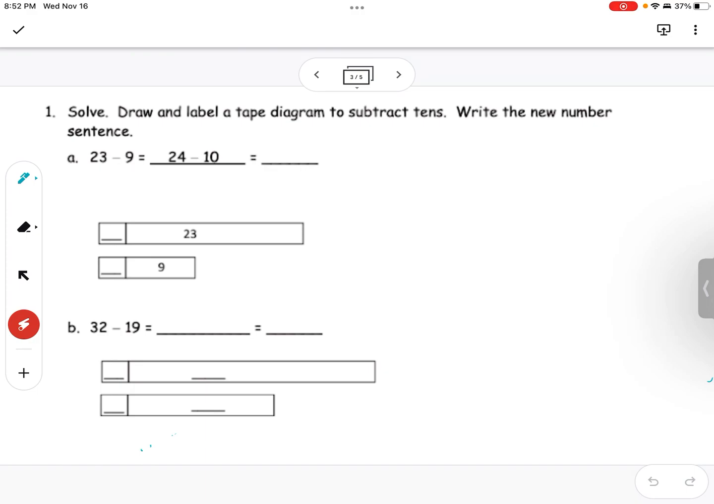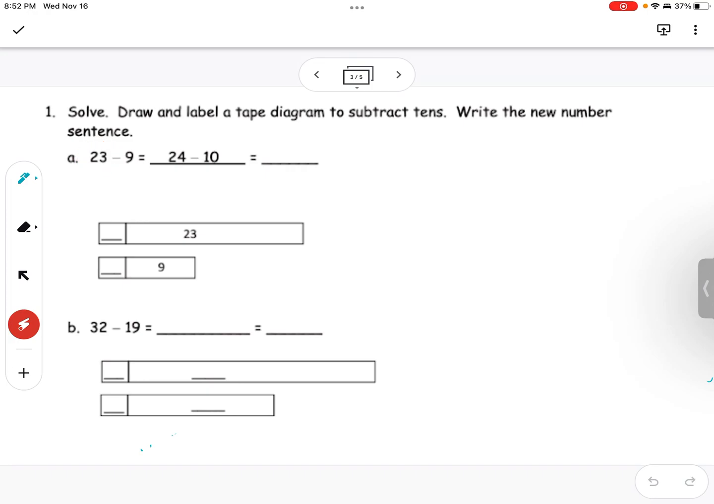Now, we could solve this. 23 is larger than 9, meaning we can actually subtract it. But we would have to regroup because 3 ones is less than 9. So we would have to take a 10 apart and break it into ones. To avoid having to do that, what we can do is change this subtrahend of 9 into a zero-ending number so that when we subtract it from our minuend, we don't have to regroup.